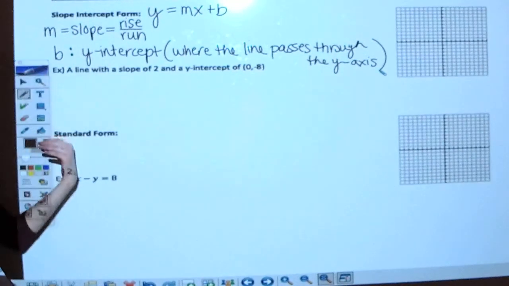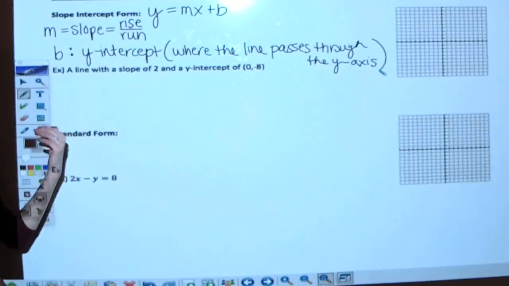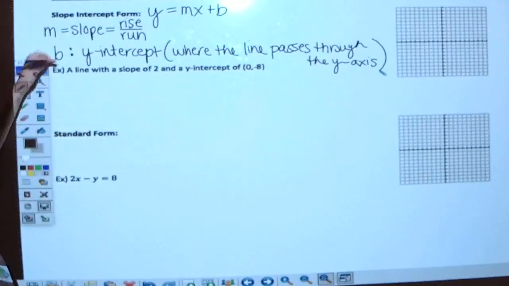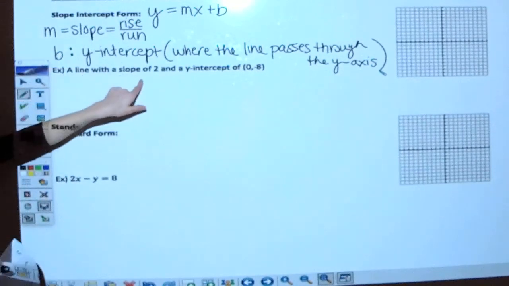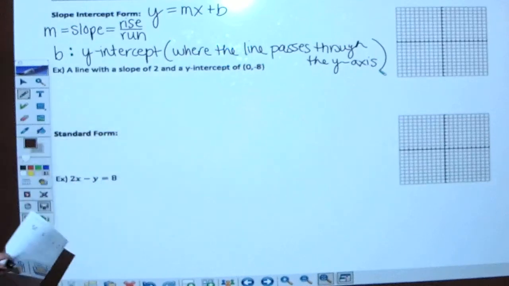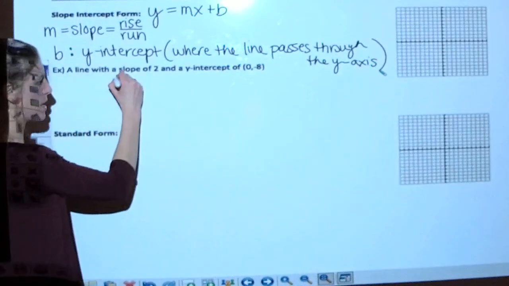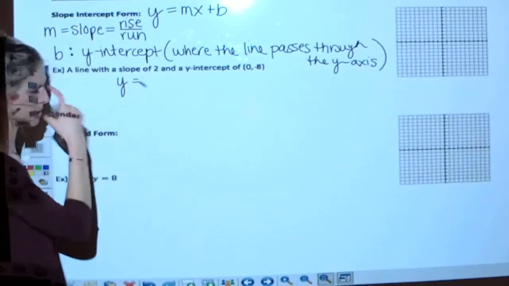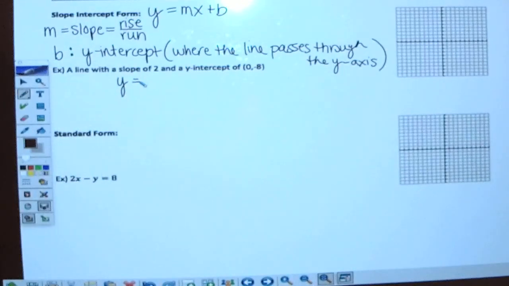So we're going to just do one example to remind us how to graph or do stuff in this form. We've got a line that has a slope of 2 and a y-intercept of -8. So first, let's write the equation. What would the equation be? Raise your hand. What would the equation of this line be?